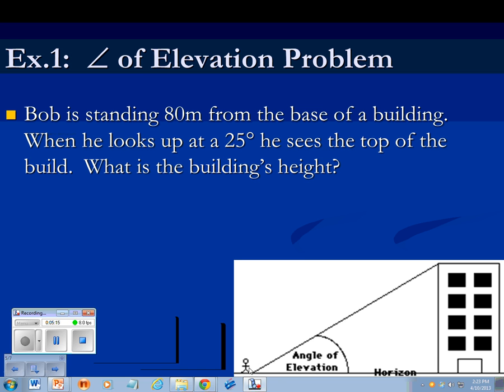Bob is standing 80 meters from the base of the building. When he looks up at 25 degrees, which means the angle of elevation equals 25 degrees, he sees the top of the building. What is the building height?